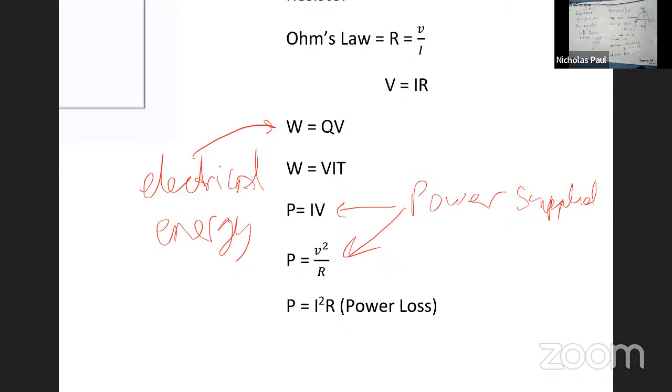Right, power loss. If a question asks you to find the power loss, it is I squared multiplied by R. Power supplied is the other two. P is equal to IV and P is equal to V squared on R.